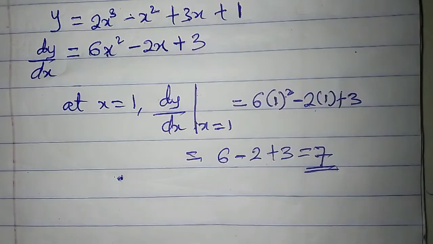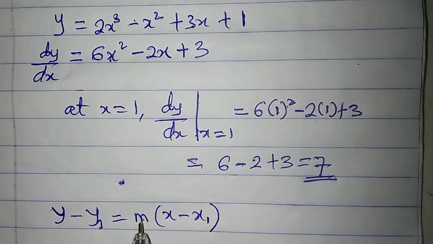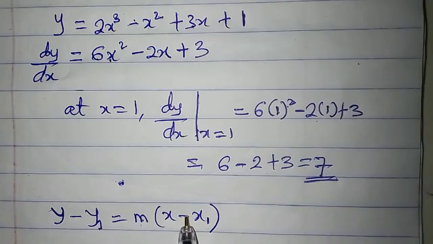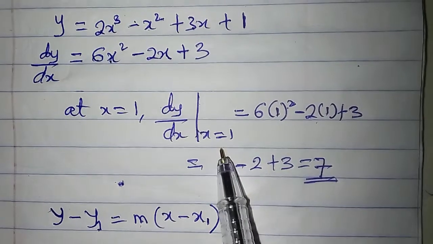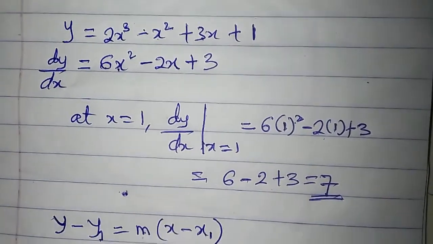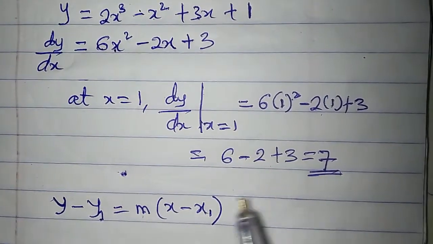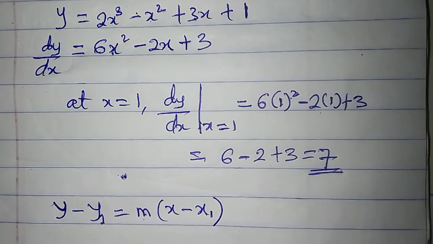To determine the equation of the tangent and the normal, we are going to make use of this formula. y minus y1 equal to m, the gradient, times x minus x1. Okay? x1 is the point that we have, x equal to 1. So we need y1. Okay? m is 7. That is the gradient of the curve. So how do we get y1?